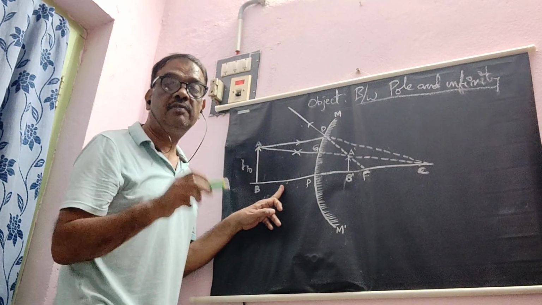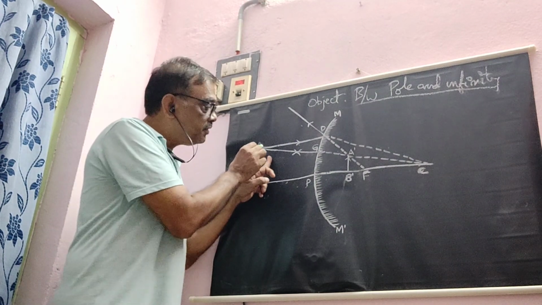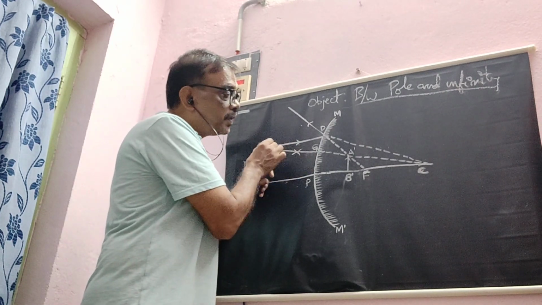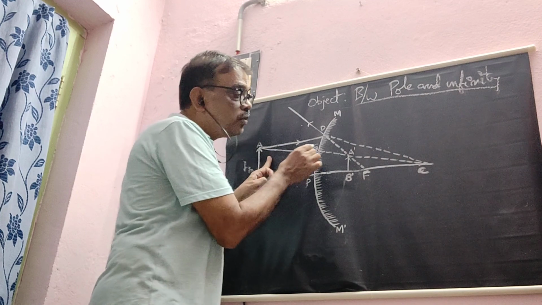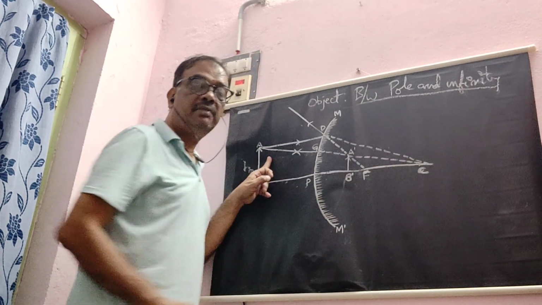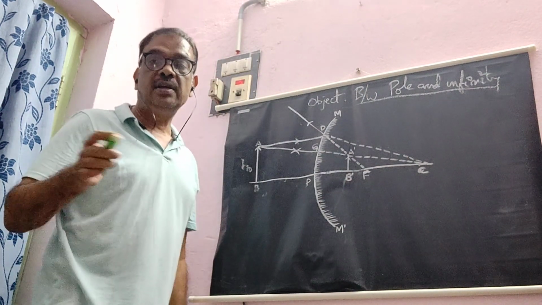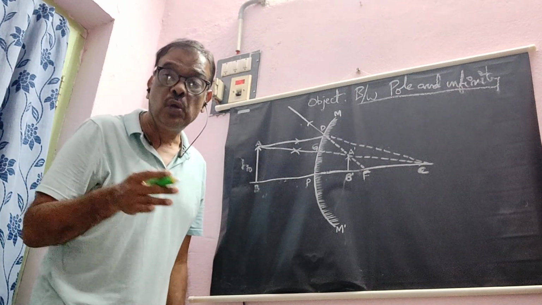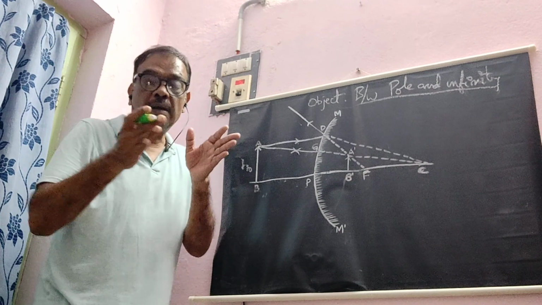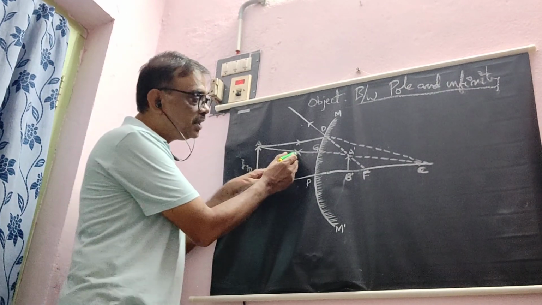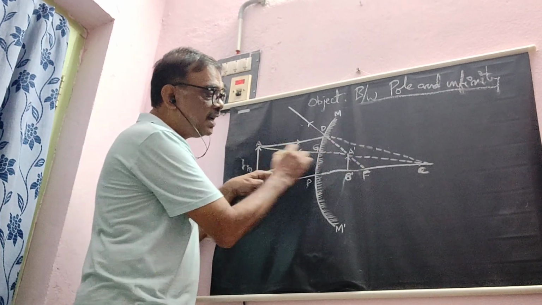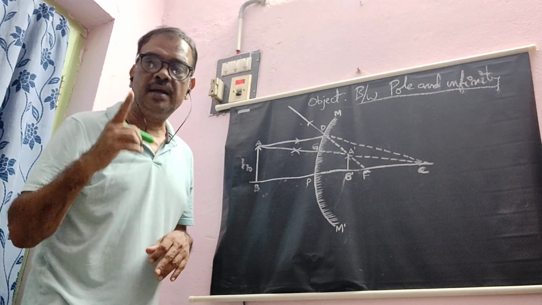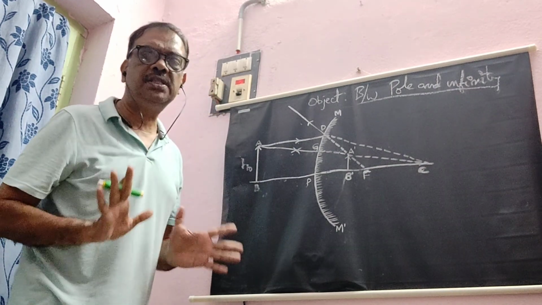We need two rays of light. So another ray of light, starting from A, is directed toward the center of curvature. We know very well, when a ray of light is directed toward the center of curvature, it retraces its own path. It comes back along the same path. You see, this is the incident ray, this is the reflected ray. Why? Because angle i is equal to angle r is equal to 0. All of you know this very well.